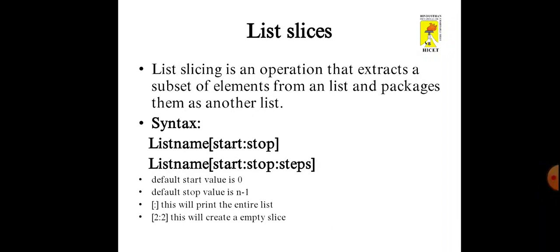The default start value is 0 and it will stop at n-1. For example, if you want to print the entire items, the entire elements in the list, you have to give open square bracket with a colon and close square bracket.